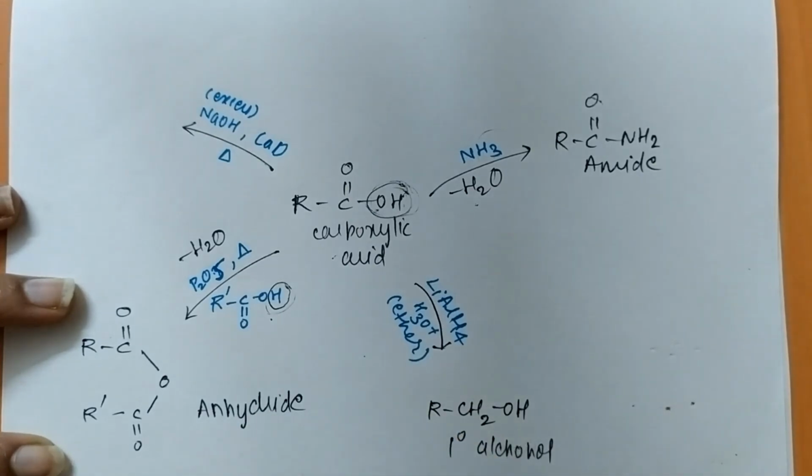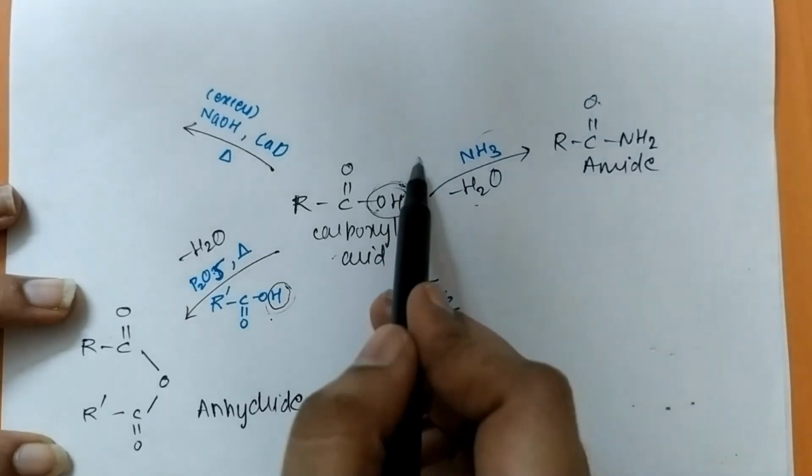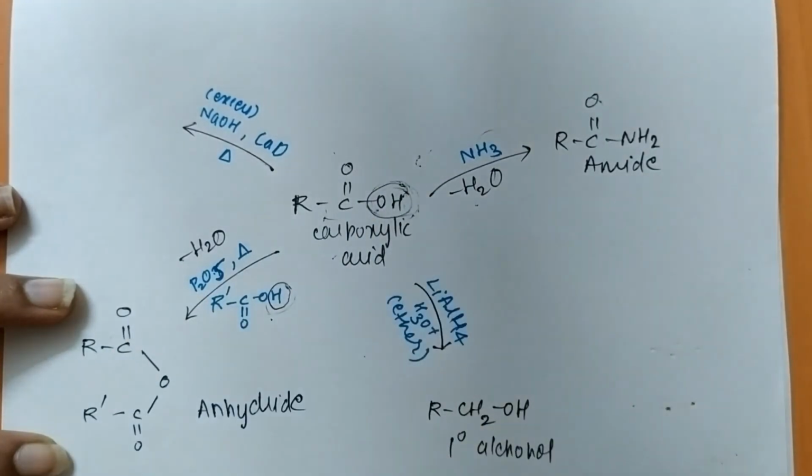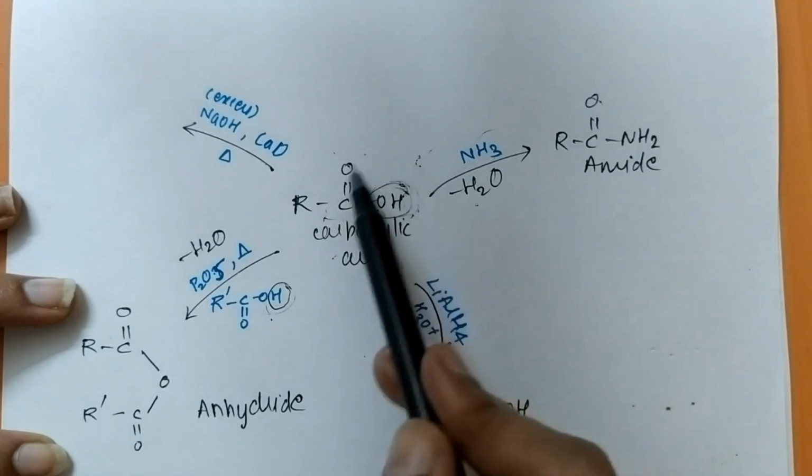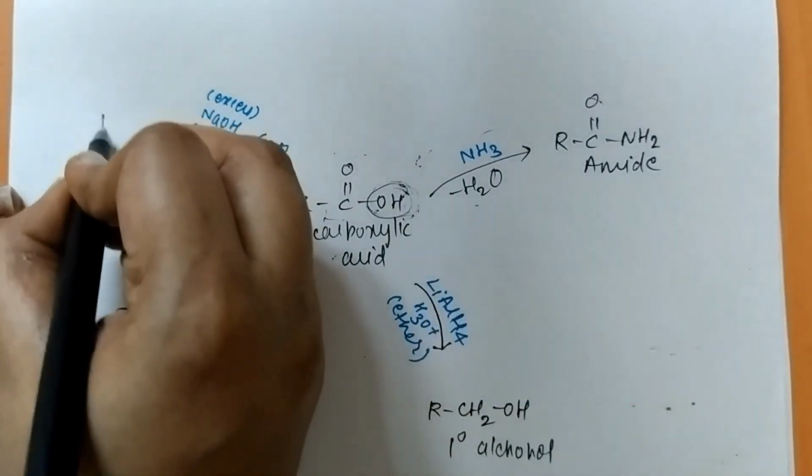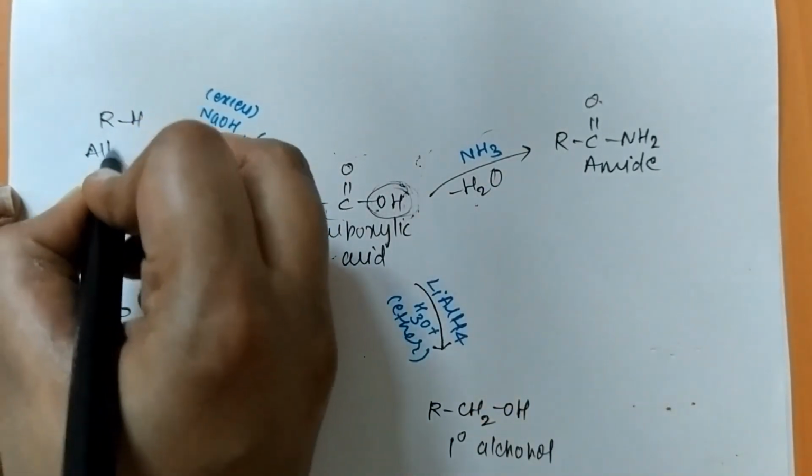Now the carboxylic acids can also undergo decarboxylation reactions. So whenever the carboxylic acids undergo a decarboxylation reaction, this whole group is lost. So whenever this COOH group is lost, we get an alkane.